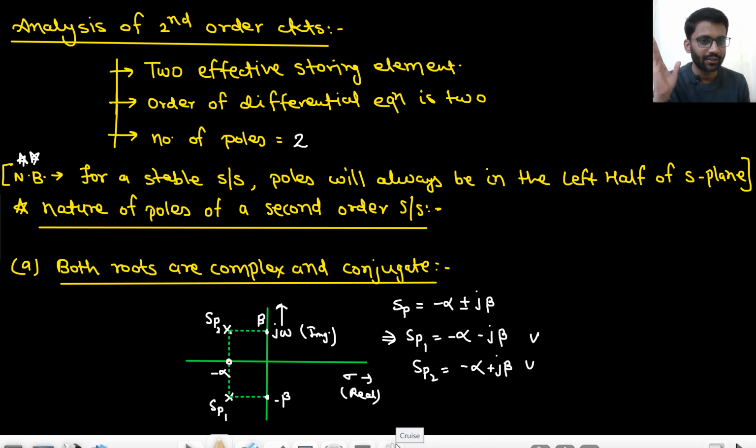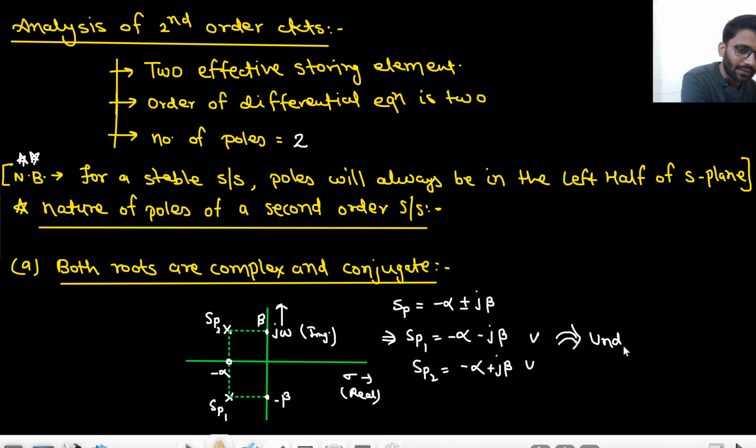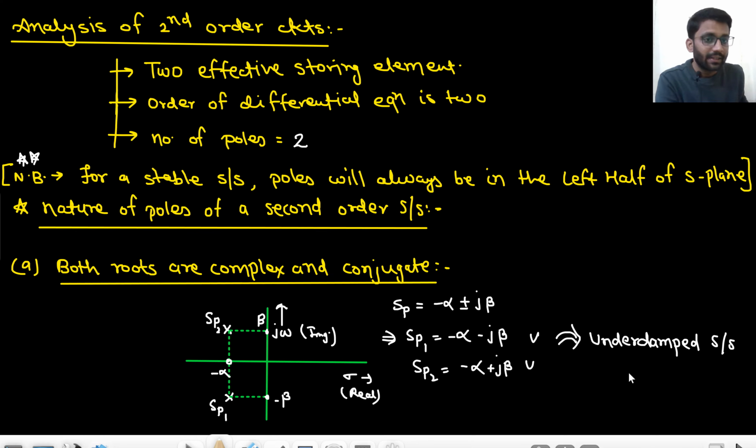Complex conjugate, okay? So this kind of system results in an underdamped system, okay? Underdamped system. This kind of system results in an underdamped system. Why is it underdamped? We will see that, okay? Why we call it underdamped, we will see that.